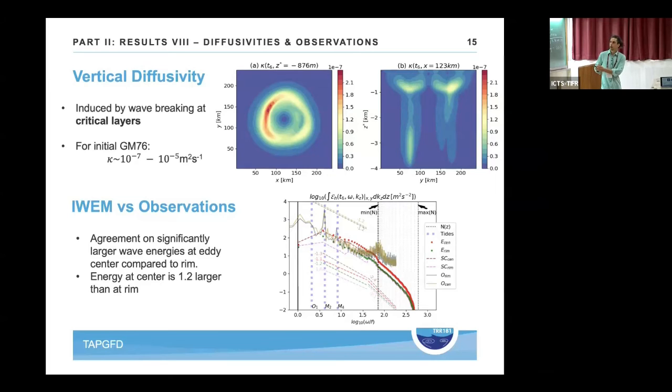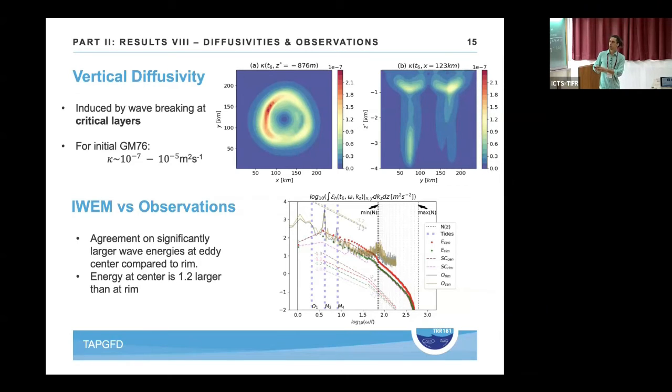I show here the observations: the golden line for the eddy center, the silver line for the eddy rim. These are horizontal kinetic energies. So these are quite similar, right? The rim and the eddy from the observations, but we can actually show statistically that the energies at the center are 1.2 times larger over all frequencies compared to the ones at the rim. And that's actually what we are able to simulate as well.